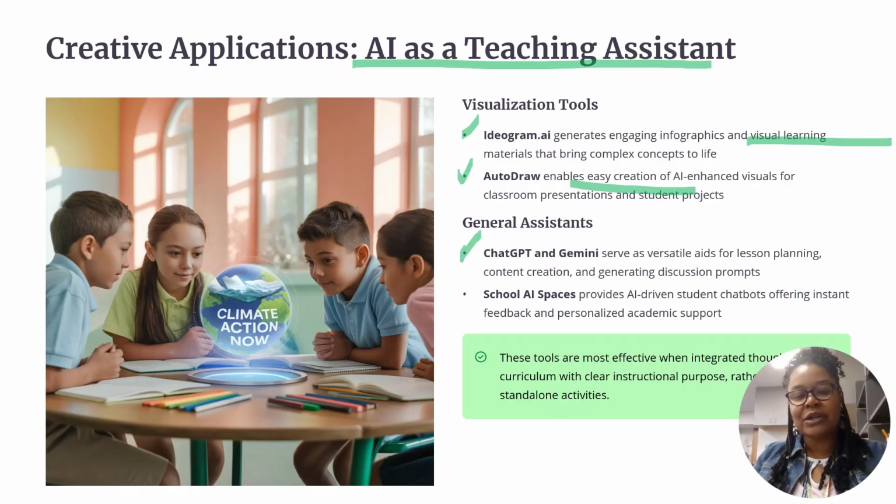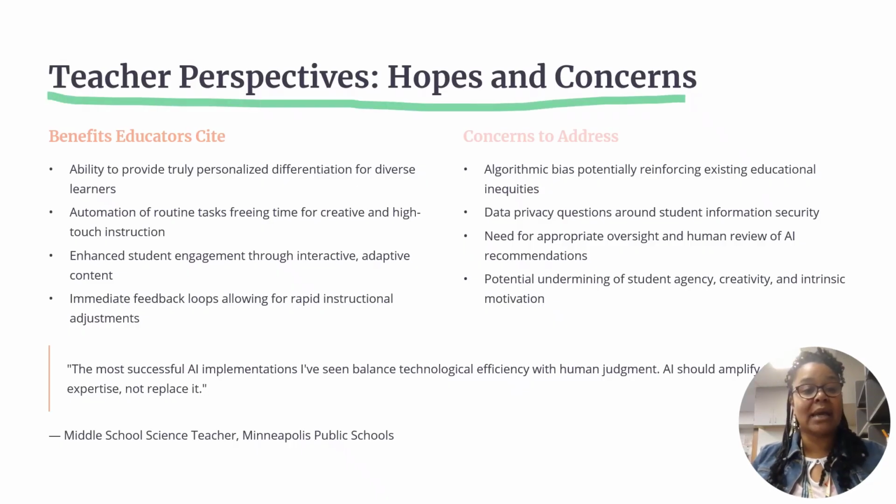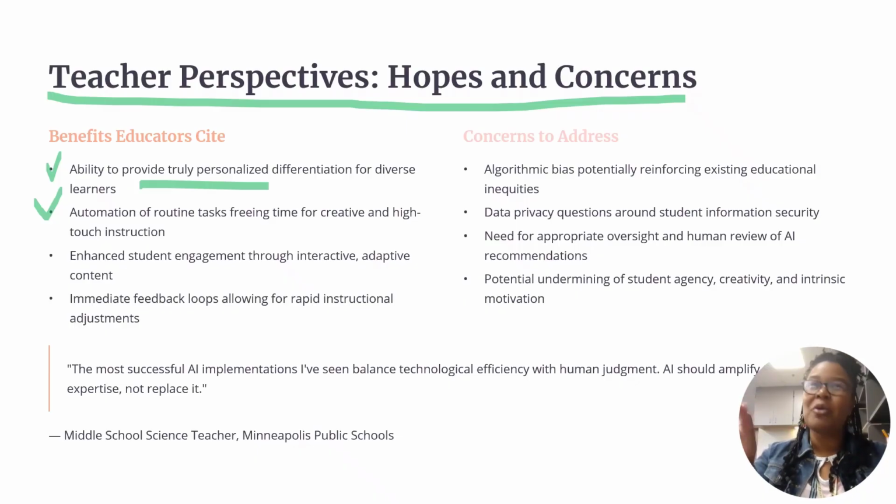Of course, your general assistants, your chat, and your school AI spaces are really good. I think I talked about that earlier. So based on the teacher's lens, hopes, and kind of concerns, what are the benefits? We can truly provide personalized differentiation for each of our students. We can automate tasks that were so daunting in the past. Now it frees up a little time for us. High touch instruction, so Tier 1 is on point and provides supports as well.